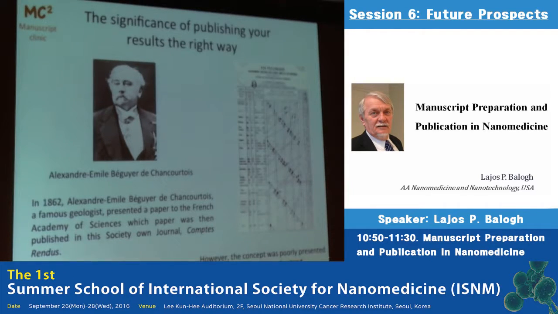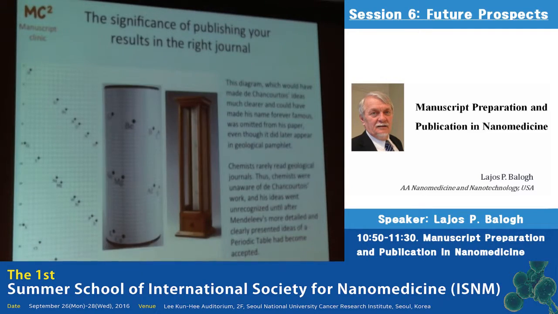And the paper, or the concept that elements have some kind of relations to each other, was poorly described and very difficult to understand. So this diagram, see, yttrium, lithium, barium, carbon, carbon, boron. It would have made the Champcourtois ideas much clearer and could have made his name forever famous.